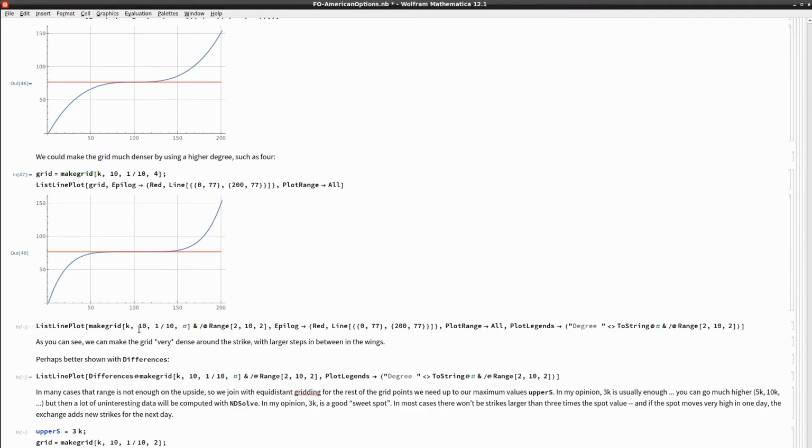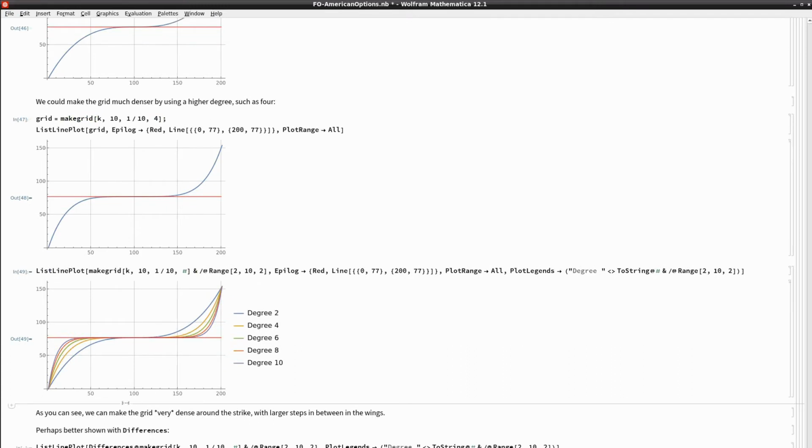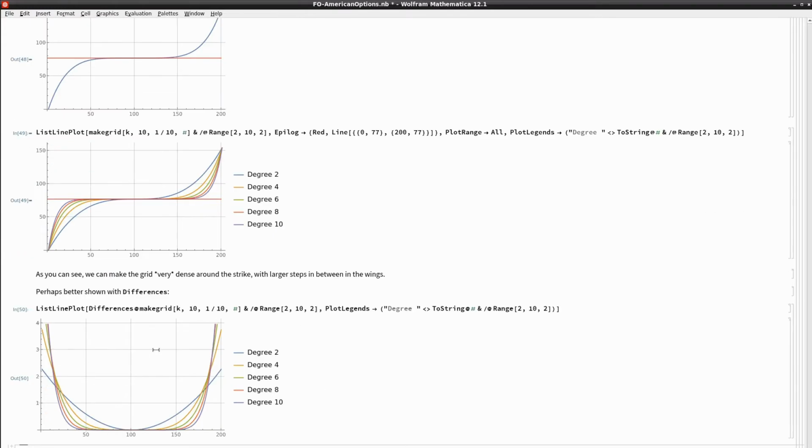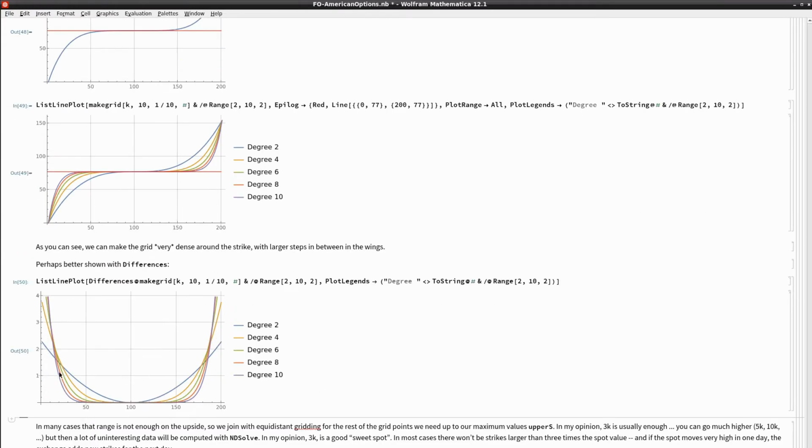So let's take this further. Let's make it all the way up to 10 and do a comparison plot. We can see that the lila curve here, degree 10, is pretty close to the red curve for a large section here. Perhaps we can see it better when we use the differences. We can see that the lila curve here is pretty close to the ground, pretty low there.